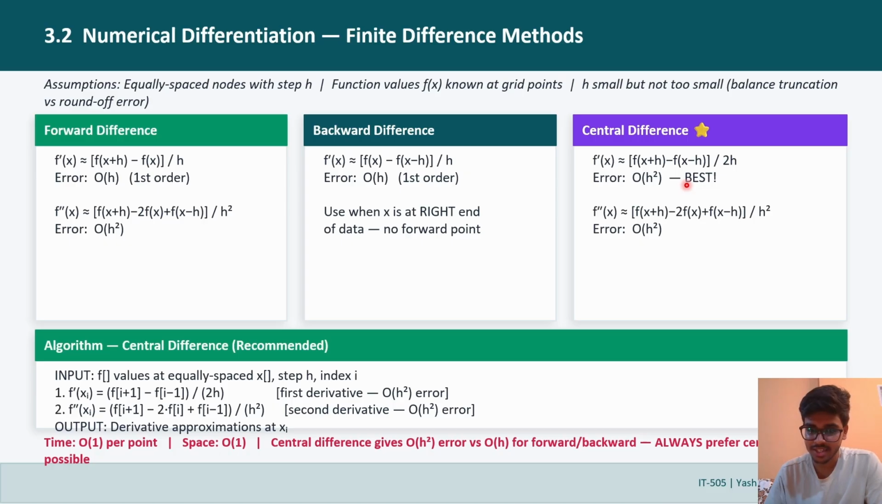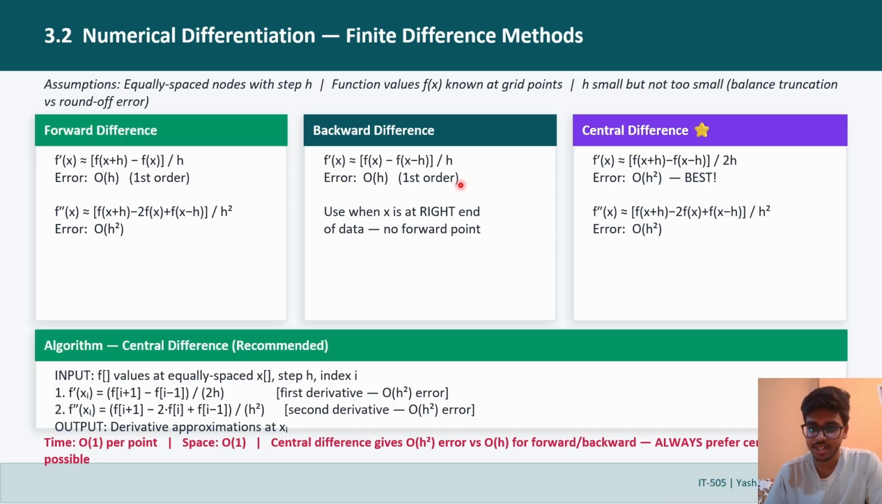The central difference: f prime of x is approximately f of x plus h minus f of x minus h, divided by 2h. This has error of order h squared, which is much more accurate, and it is the preferred formula whenever both neighboring points are available. For the second derivative, f double prime of x is approximately f of x plus h minus 2 times f of x plus f of x minus h, divided by h squared.